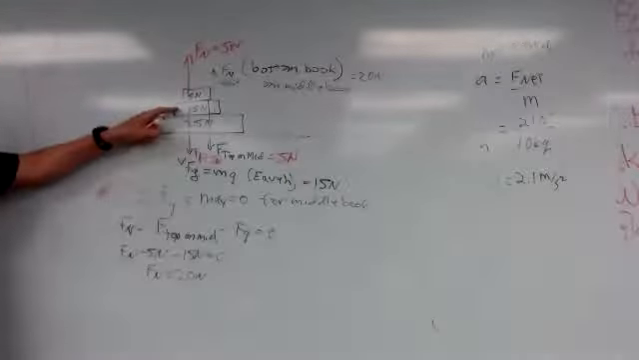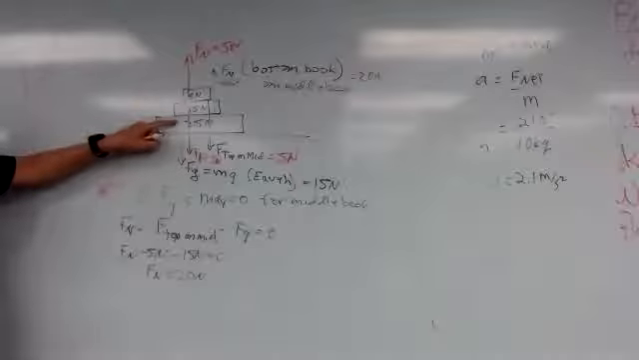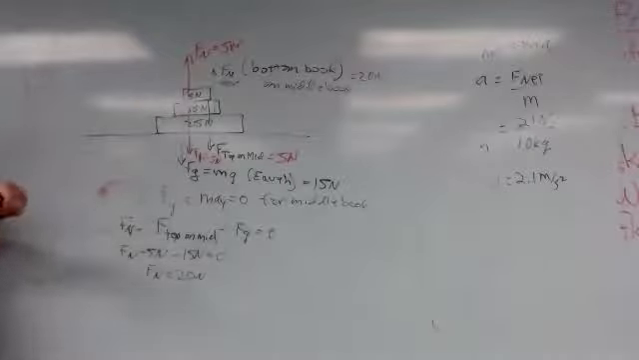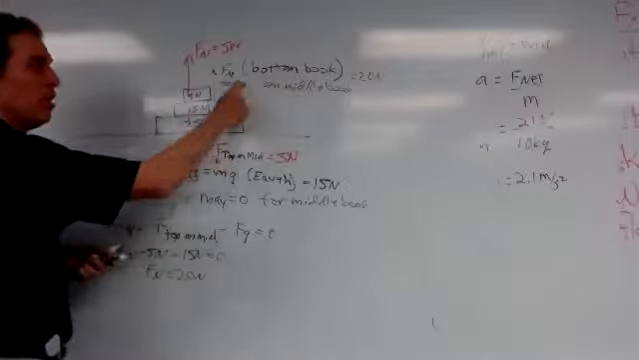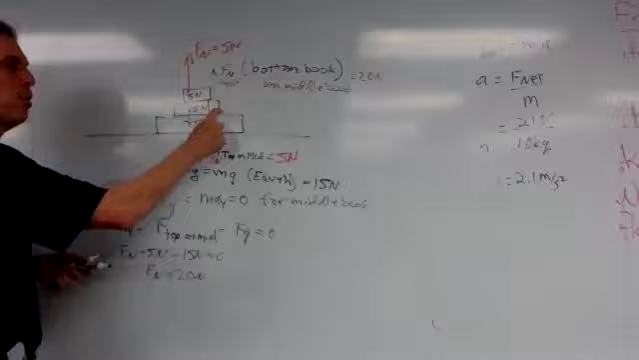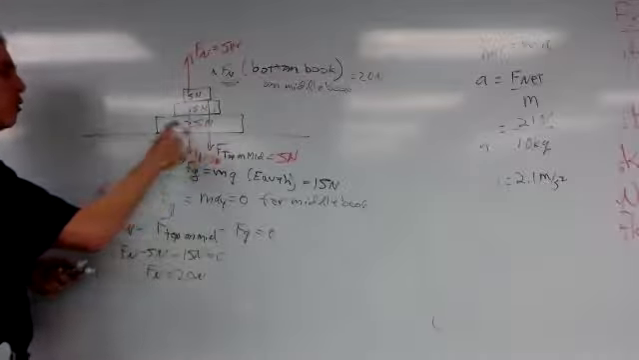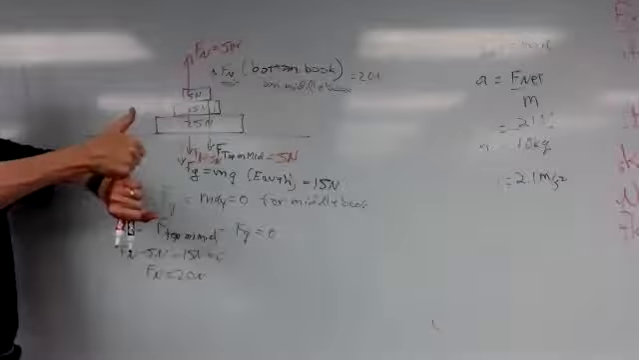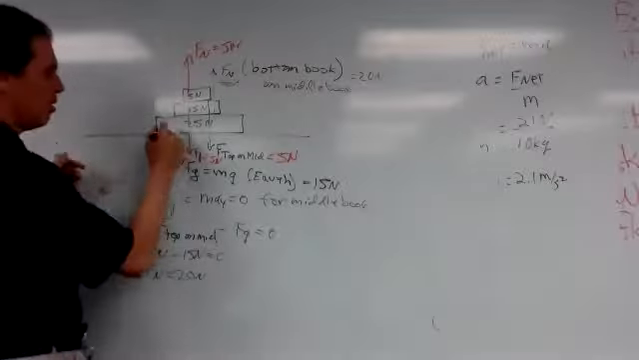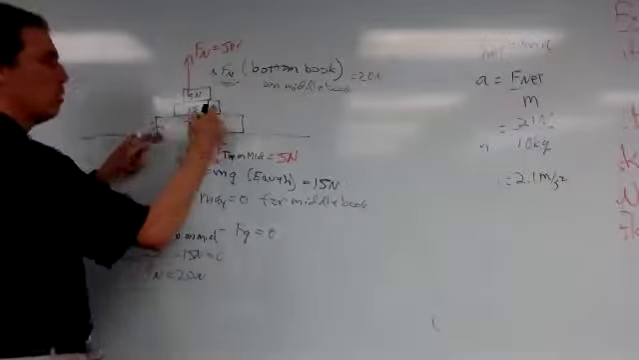What's the force on the bottom book due to the middle book? Say it loud. 20. It's just the equal and opposite force to this one. This is the force on the middle book due to the bottom book. So the force on the bottom book due to the middle book is equal and opposite to that. It's Newton's third law pair. I do it to you, you do it back to me. And so the force on the bottom book due to the middle book is 20.